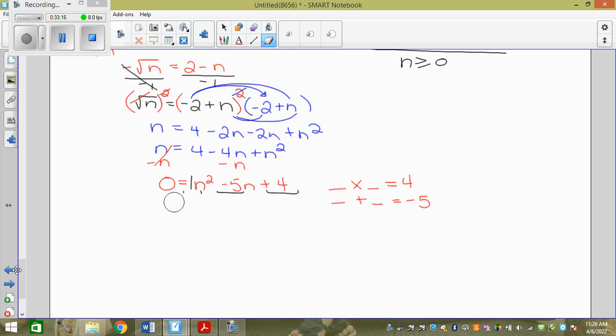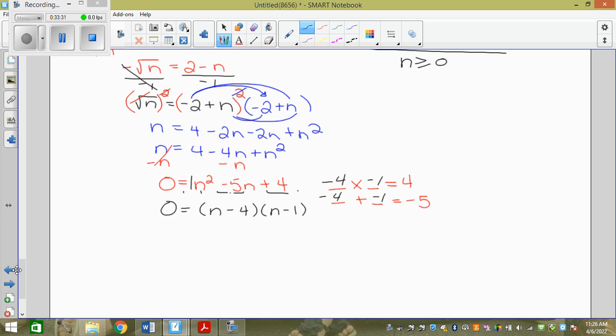We would have caught our mistake when we did the quadratic formula and got 4 and 1 as the answer. Yep. Negative 4, negative 1. So we get n minus 4 equals 0, n minus 1 equals 0, n equals 4, n equals 1. Box them and move on.